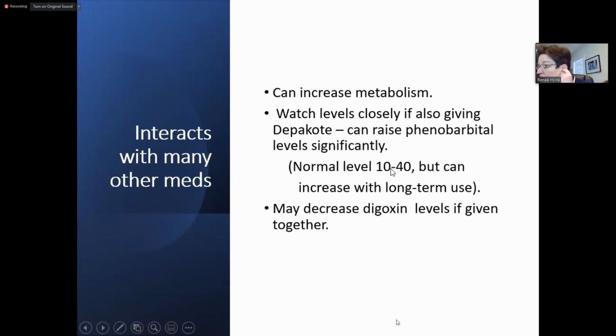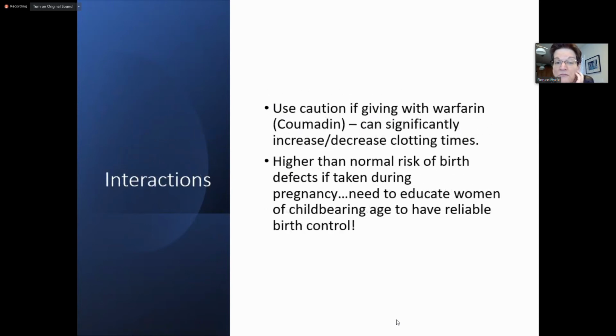One of the things you have to be very careful about is that if given with phenobarb, it can cause decreased digoxin levels. Okay, so many meds that it interacts with. And that's worth a call to the pharmacist if this patient is placed on phenobarbital. Have to give it with caution with warfarin. It can either increase or decrease clotting times.